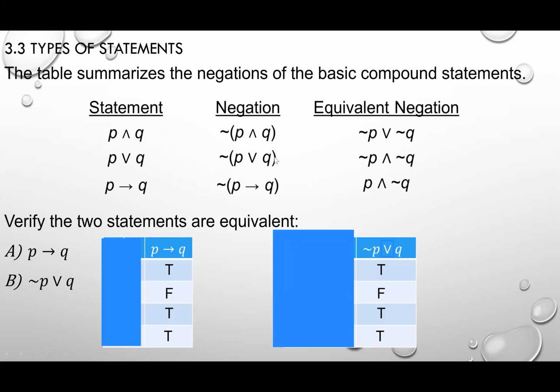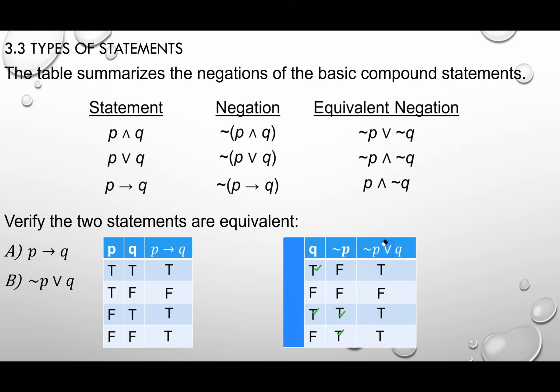So any question, first of all, with the truth table? How do these two items become equivalent? Or any question with the criteria?